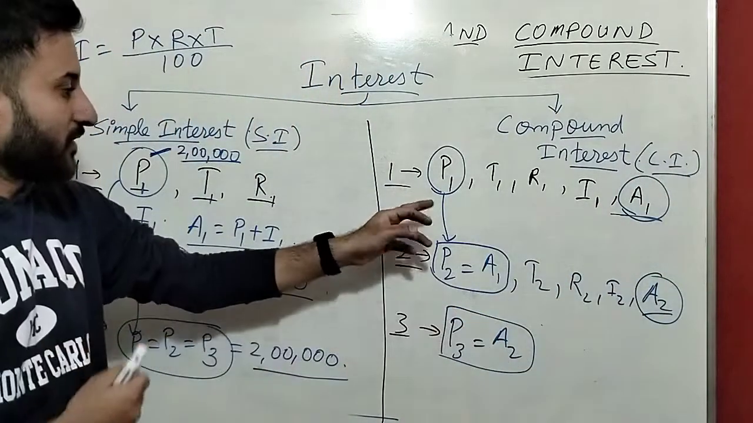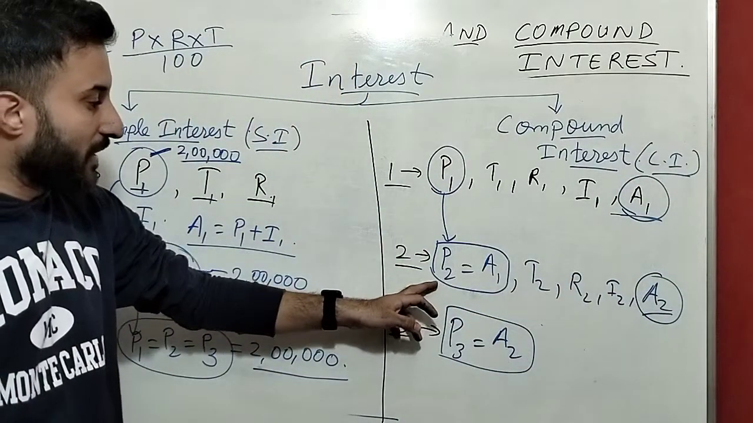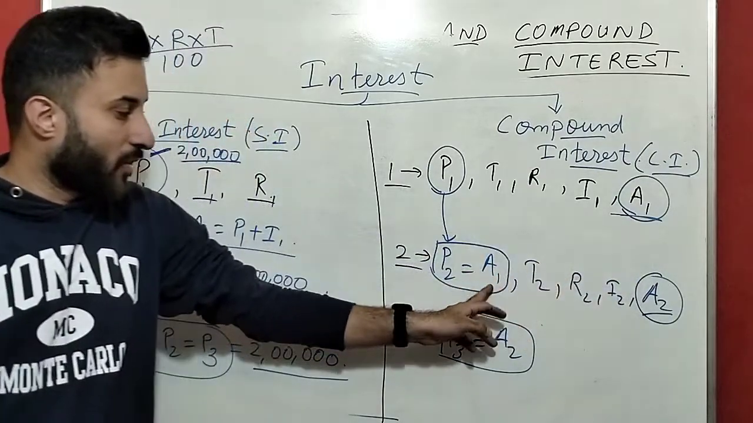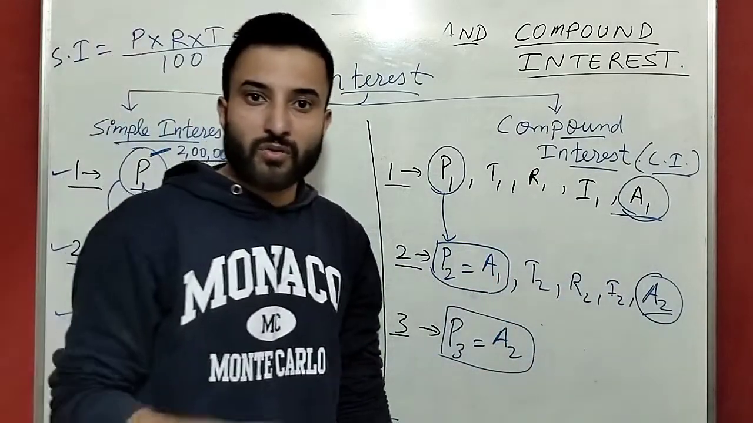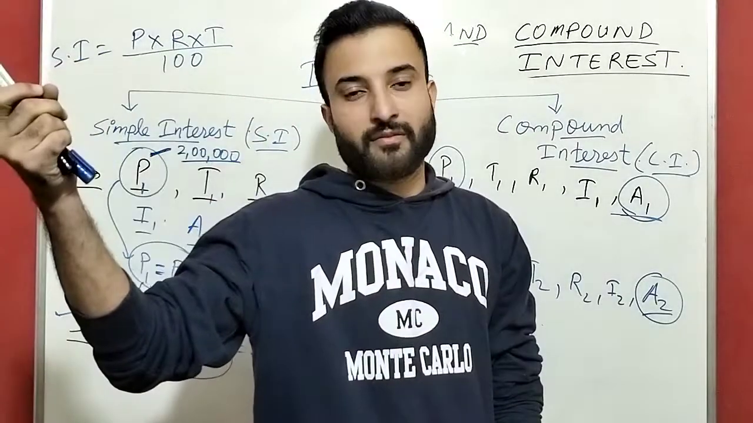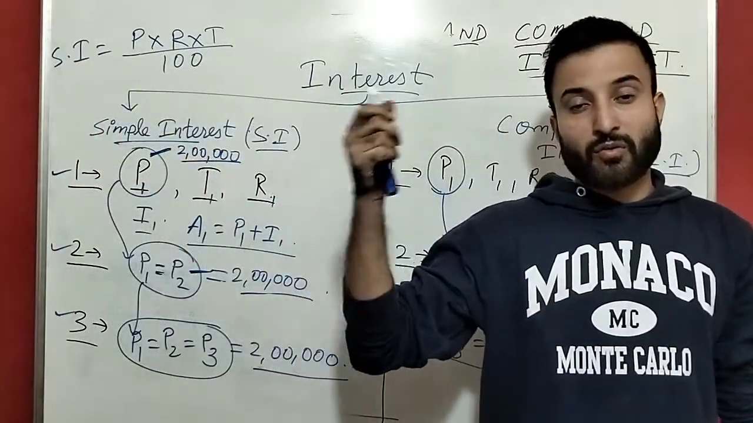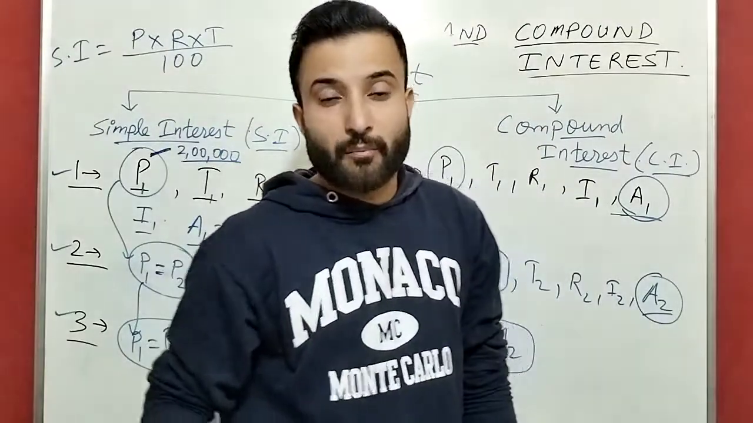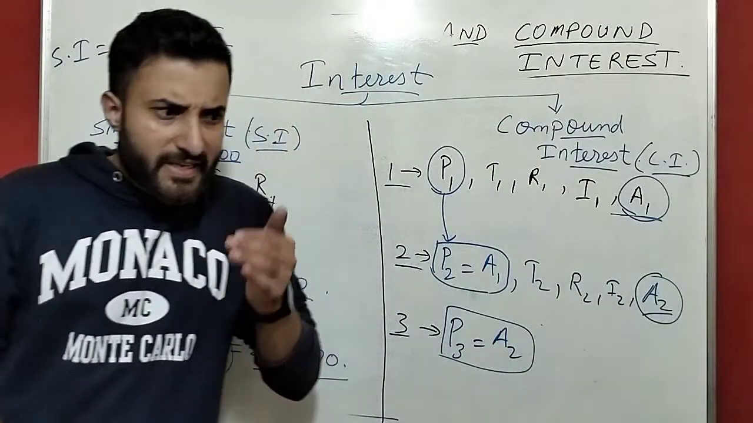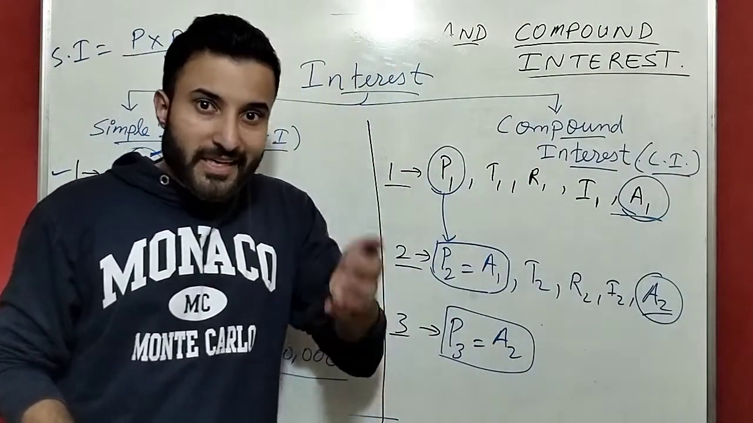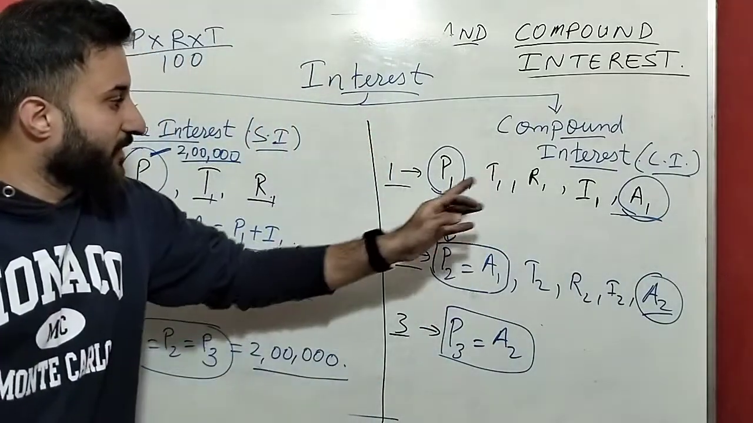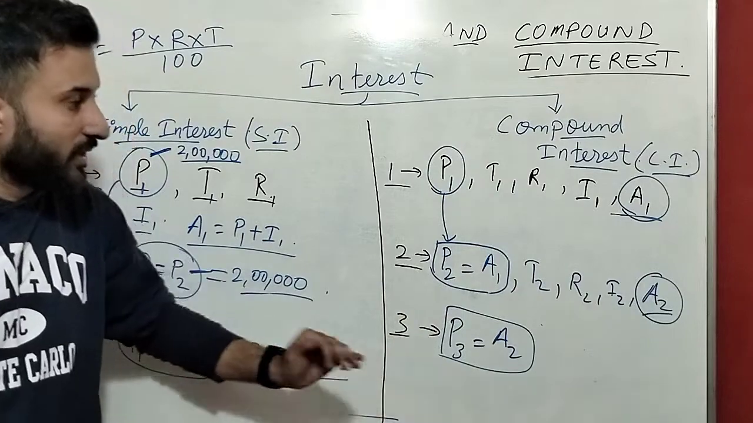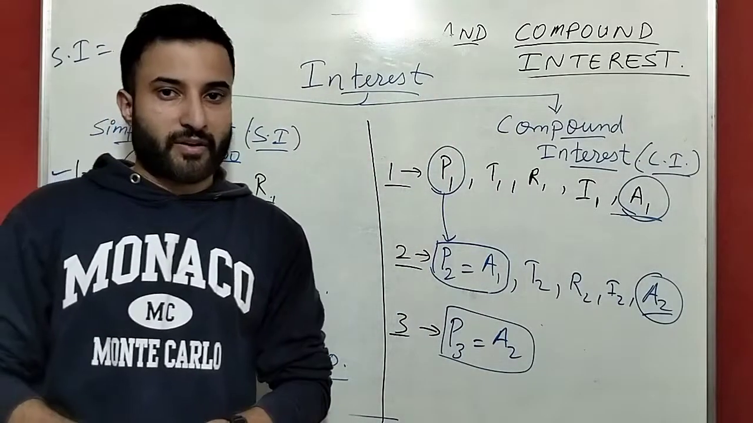Here we can see the principal is P1, but here P2 is what? This amount. P3 is what? This amount. And we know the amount is principal plus interest. Okay, so in compound interest, we have seen that each and every year the principal keeps on changing.